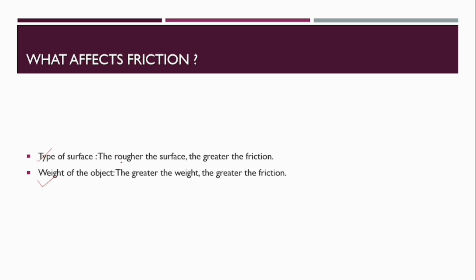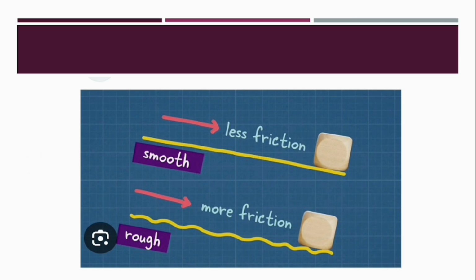The type of surface can be rough or smooth. If the surface is smooth, the friction will be less, and if the surface is rough, the friction will be greater or more. Weight: if the weight is greater, the friction is greater, and if the weight is less, friction will also be less. So friction has a direct relation with weight. You can see that a surface which is smooth has less friction and a surface which is rough has more friction.